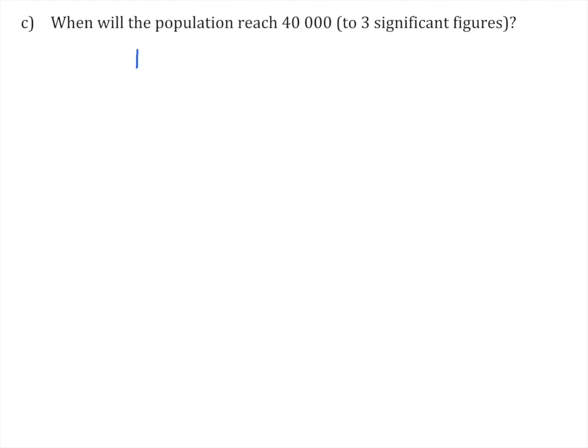Well, remember our formula, because I don't have it on the screen anymore. Our formula is n equals 125 plus 25,525 e to the power of 0.03870441269t. When will the population reach 40,000? Well, put in 40,000 for the population.